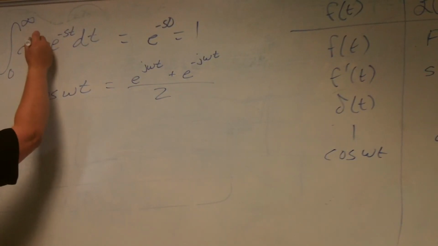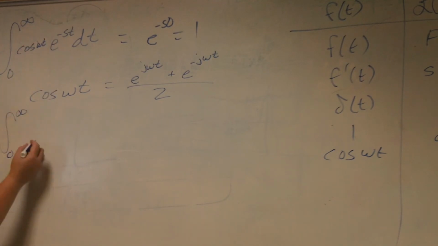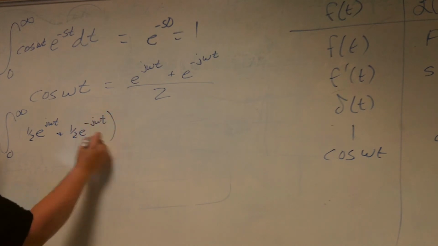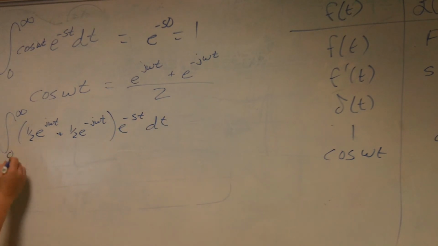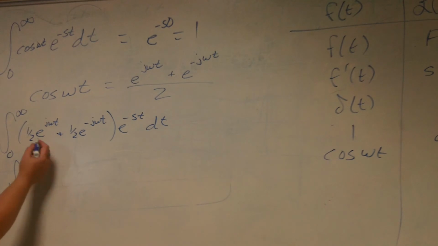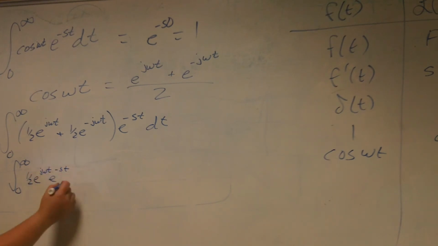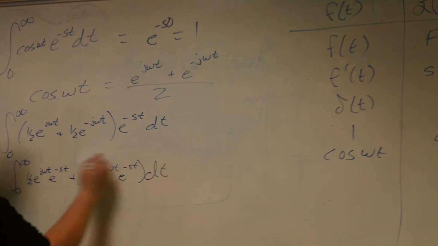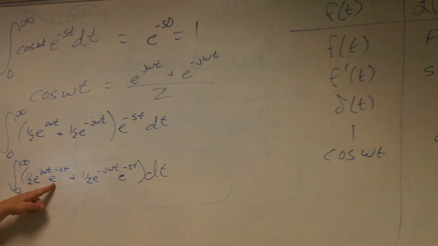So when I do the cosine, that's just the integral from 0 to infinity of 1/2 e to the j omega t plus 1/2 e to the minus j omega t, times e to the minus st dt. Now I can distribute this. So I get 1/2 e to the j omega t e to the minus st plus 1/2 e to the minus j omega t times e to the minus st dt. But notice, common base, I can stick them together, can't I? So I can separate this up into two integrals. I can integrate this one, and then I can integrate that one. We agree?